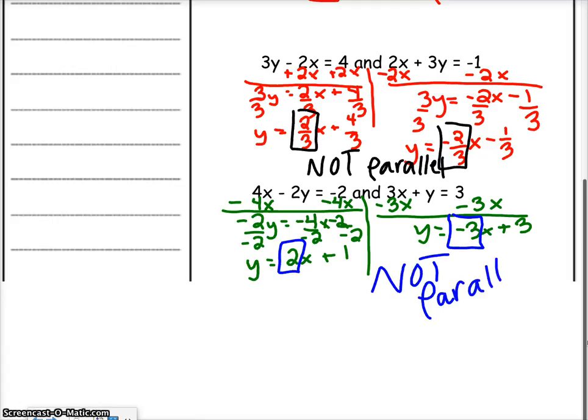So, your learning target today, identify if two lines are parallel. How you do that, compare the slopes. That's it.